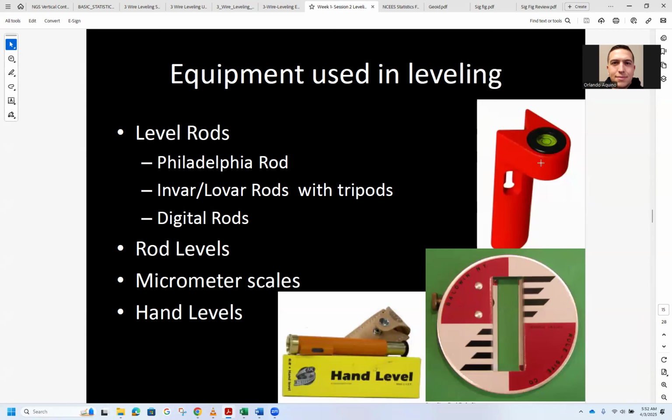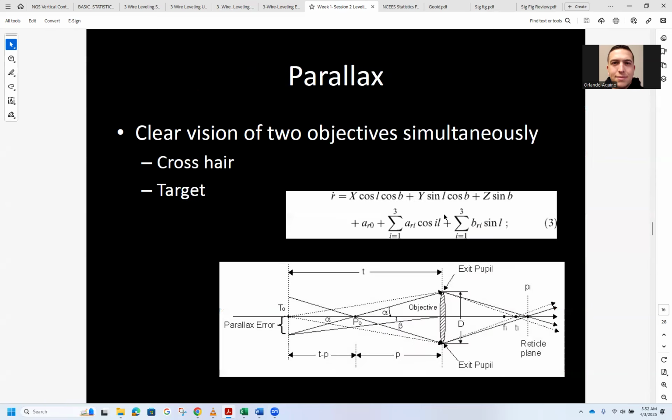So you take one of these hand levels like so, and you insert it inside your rod this way from the top, and you would hold that up against your level and make sure it's plumb.